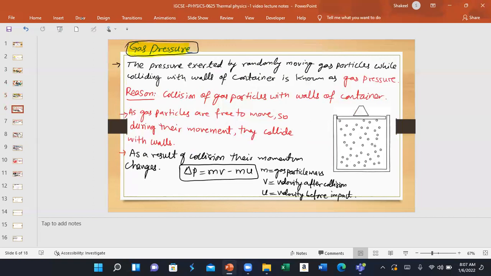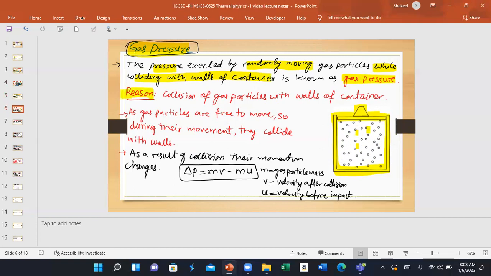Well, now about gas pressure. In the diagram here, this is a closed container having a piston on it, which is fixed. And these small tiny particles are the gas particles. You can see that these gas particles are randomly moving and colliding with the walls of this container. So how does gas exert pressure? The pressure exerted by randomly moving gas particles while colliding with the walls of the container is known as gas pressure. When the particles move randomly, they collide with the walls of the container, then they exert a pressure, and that pressure is named gas pressure.